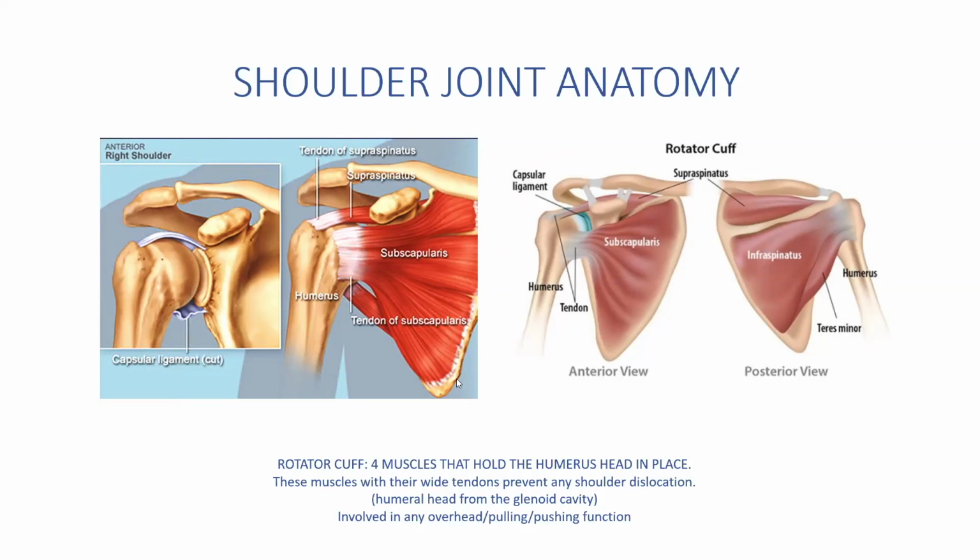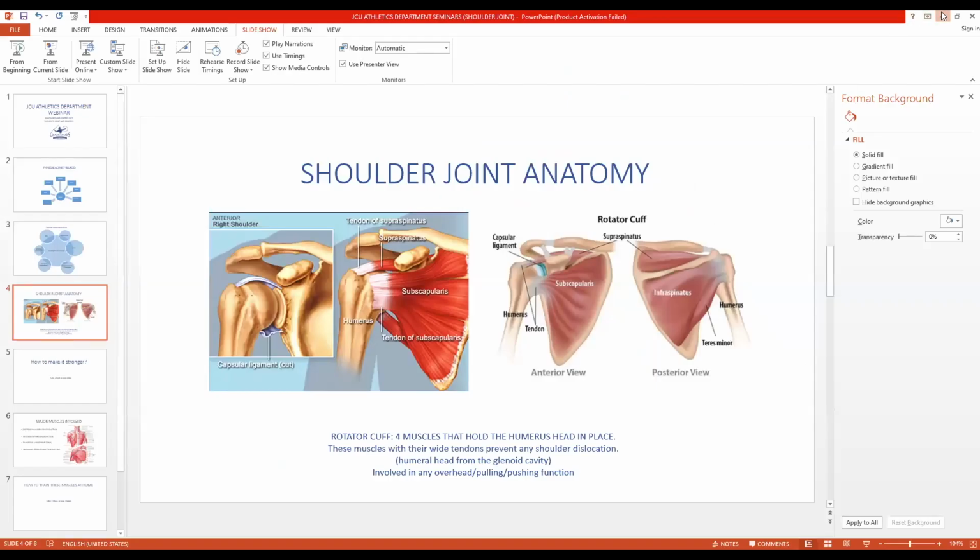Okay, now I want to show you some exercises, and I'm going to talk over the videos so you can follow. So in this case, I'm doing a closed chain exercise. This means that my arm and my hand are attached to, in this case, the wall, or it can be the floor. This exercise is probably one of the best you can do for your rotator cuff.